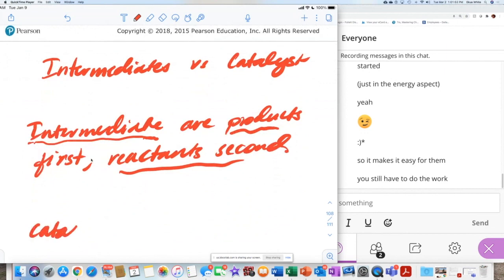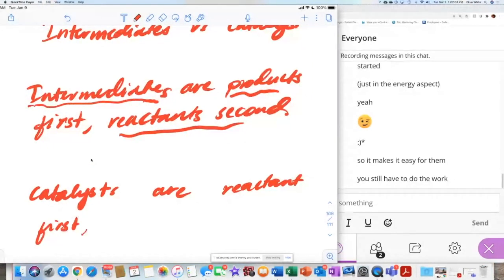So the catalysts are reactant first, products second. And if we know the definition of catalyst, then this works, right? Catalysts are chemicals that are neither reactants nor products overall. They are consumed in the reaction though, and then they are reformed.